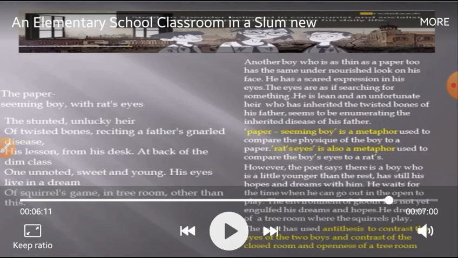See this one. The paper-seeming boy with red eyes, the stunted unlucky heir of twisted bones, reciting a father's gnarled disease, his lesson from his desk. At back of the dim class, one unnoted, sweet and young, his eyes lit in a dream of squirrels' game in tree room other than this. Another boy who is as thin as paper, too, has the same undernourished look on the face. See that one, paper-seeming boy.